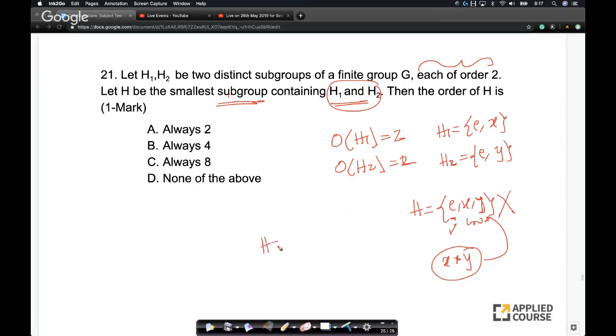So what if I have E, X, Y, and X times Y also? Look at this. X is self-inverse, and Y is also self-inverse. Now, this group has 4 elements. It is closed, and you can check all the other properties of a group also. It satisfies all the other properties of a group. So the smallest group that you can construct has size 4.